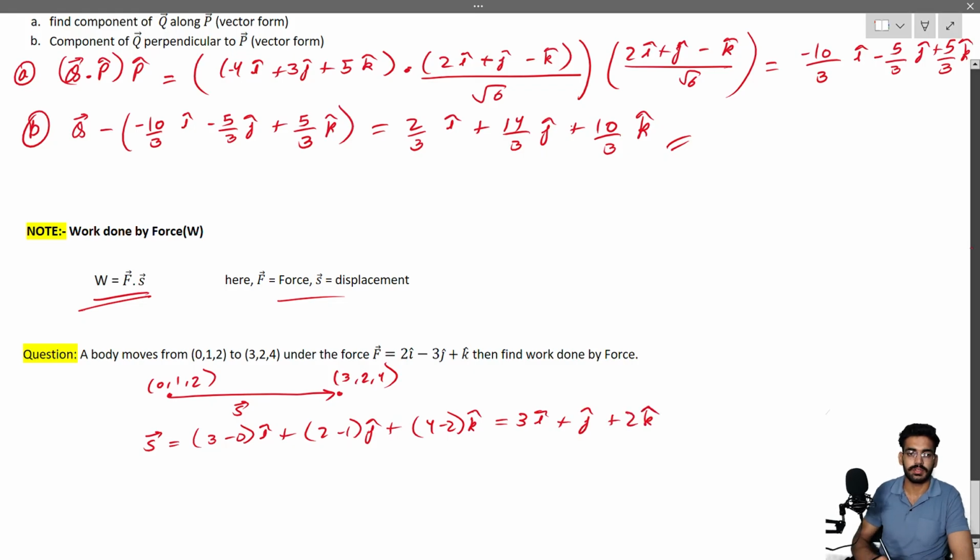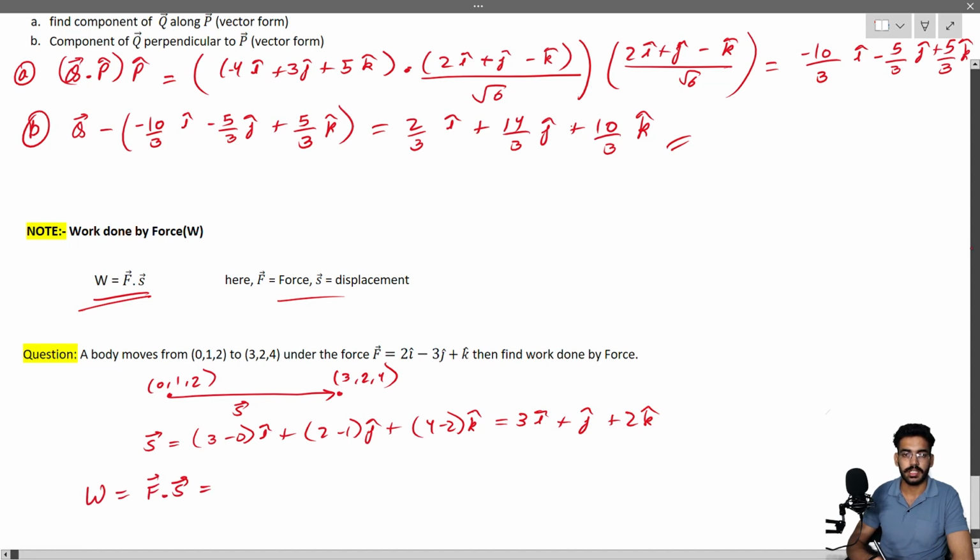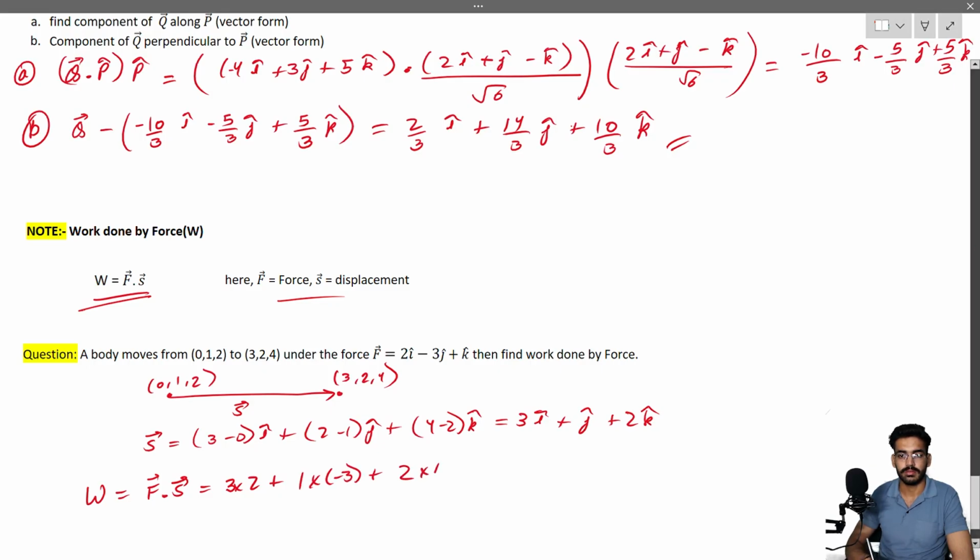Okay, and force is given, so now I know work done is equal to F dot S, and dot product I can do, right? So that is 3 into 2 plus 1 into minus 3 plus 2 into 1, that is equal to, if you do the dot product you will get 6 minus 3, that is 3, 3 plus 2, 5. Okay, so this is going to be work done equal to 5 joules. Okay, leave the unit, we will discuss later on.